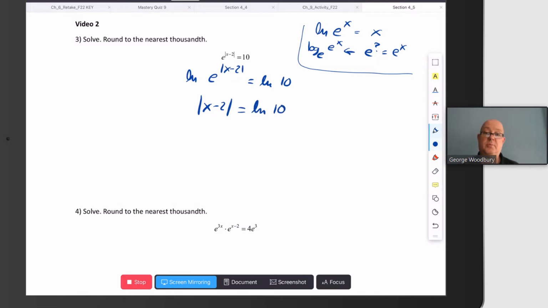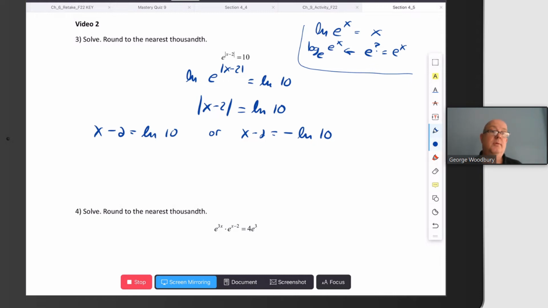Now, remember that when we're solving an absolute value equation, we take what's inside the absolute value and set it equal to both the number on the right side and the opposite of it, provided that that number was positive to begin with. And natural logarithm of 10 is positive. So we get either x minus 2 equals the natural logarithm of 10, or x minus 2 equals the opposite of the natural logarithm of 10.